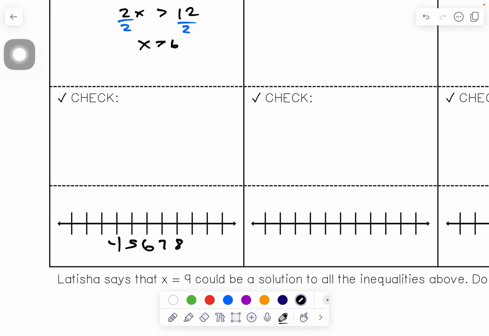I'm going to use an open circle for 6 because this is an open set. It's just a greater than. There is no equal to. That means 6 is not part of the answers, but everything bigger than 6 is. So like 6.1 would be an answer.